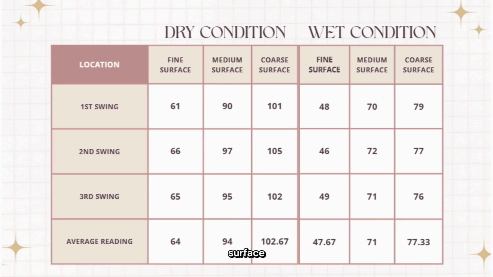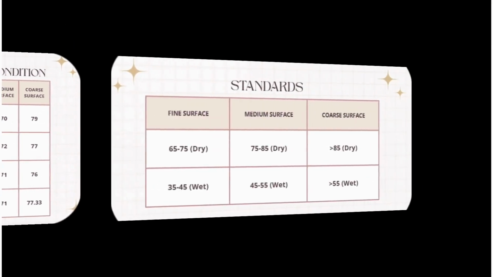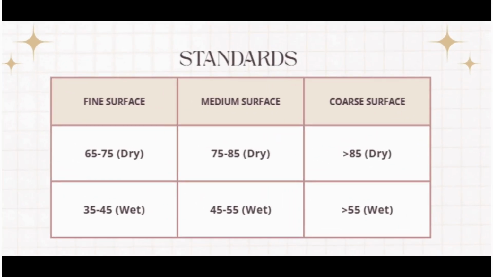71 for the wet surface, whereas the coarse aggregate pavement had 102.67 and 77.33 for cases of dry surface and wet surface respectively. Based on the standard specification for roadworks in Malaysia set by JKR, only the coarse aggregate pavement met the recommended value. Medium aggregate pavement overperformed the recommended value, proving a high skid resistance, while the fine aggregate surface slightly underperformed the recommended value for the dry surface, but overperformed the recommended value for the wet surface.